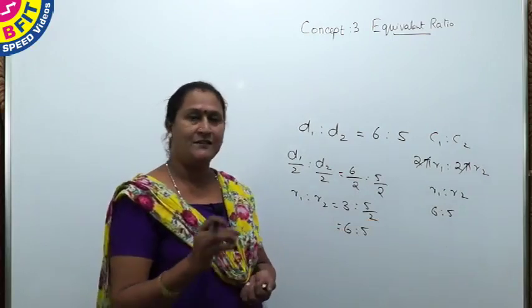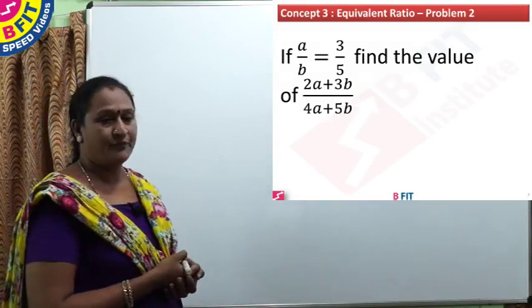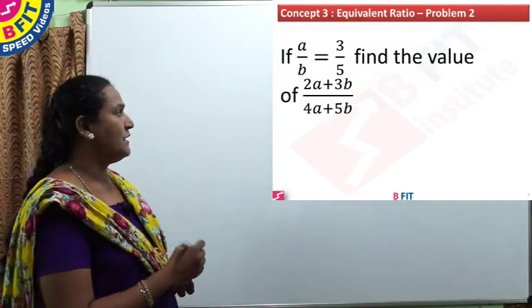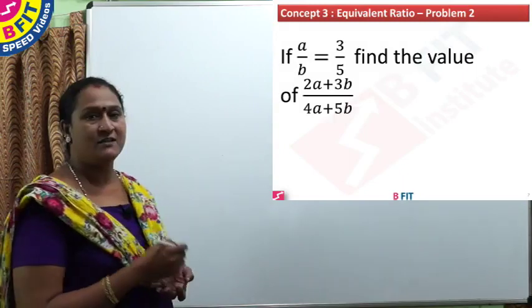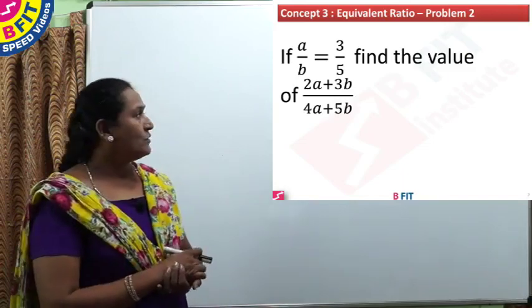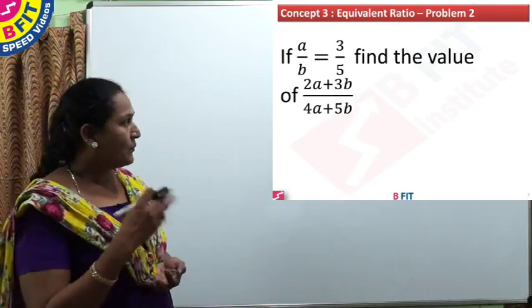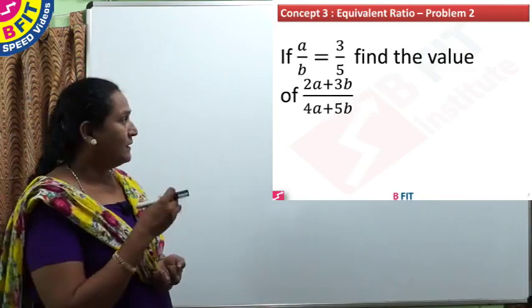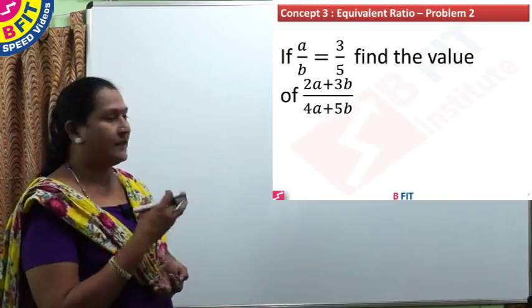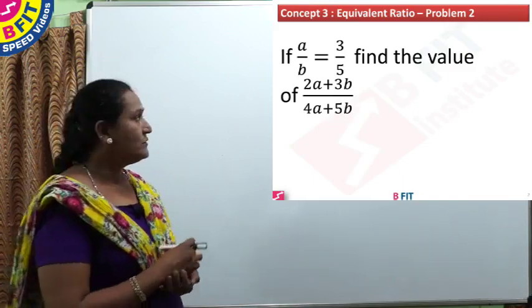And we'll see another example. The question is, if A by B equals 3 by 5, find the value of 2A plus 3B by 4A plus 5B. So this type of questions they ask repeatedly. So what they do is, it is given that A by B is 3 by 5. So the question also they convert as A by B and work out. So for this type of questions, instead of taking it as A by B, I'll tell you how to work out in a simple pattern. So we'll see the working.